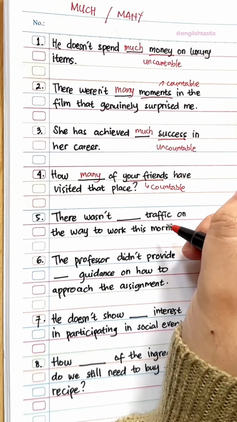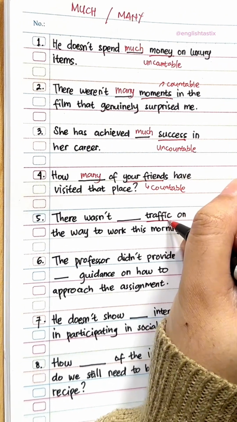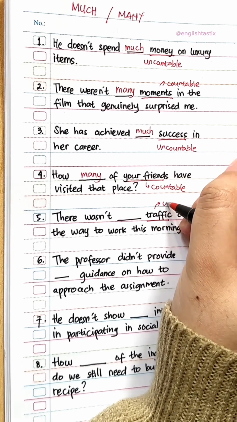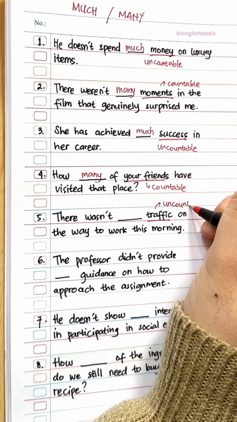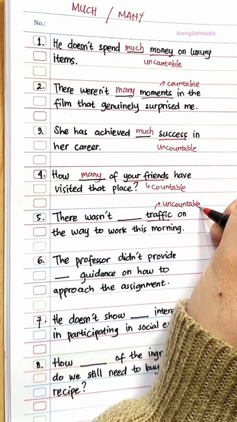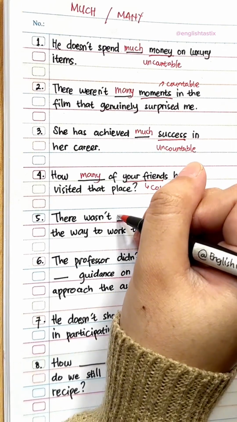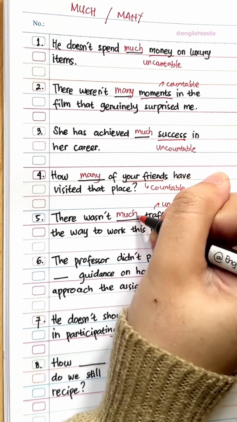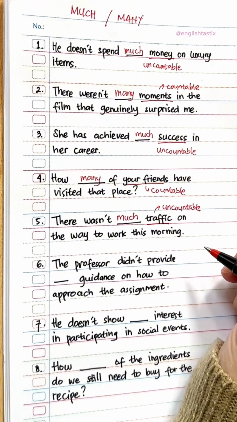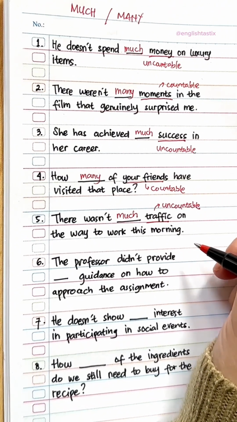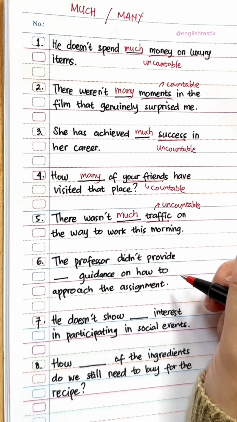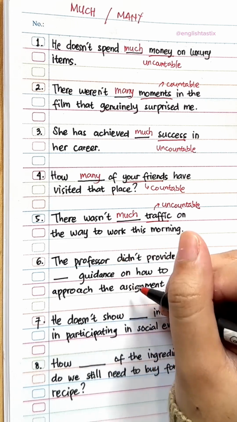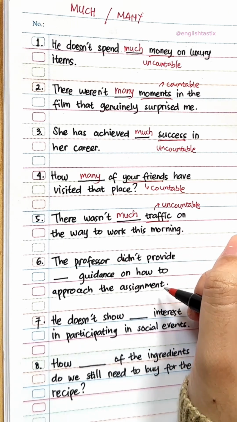The keyword here is traffic. Traffic, countable or uncountable noun? Traffic is an uncountable noun. So we use much. Correct. We use much. Next, the professor didn't provide blank guidance on how to approach the assignment.